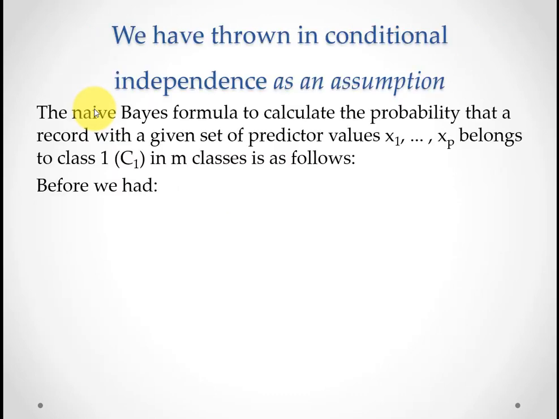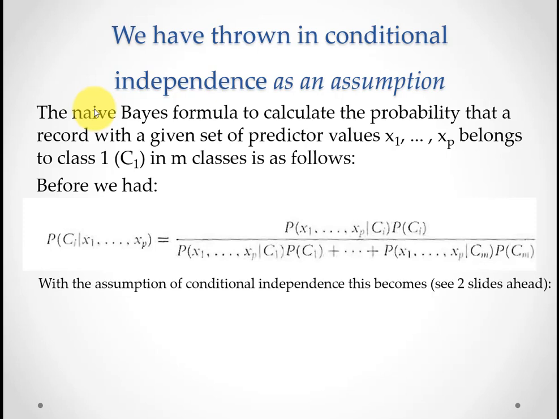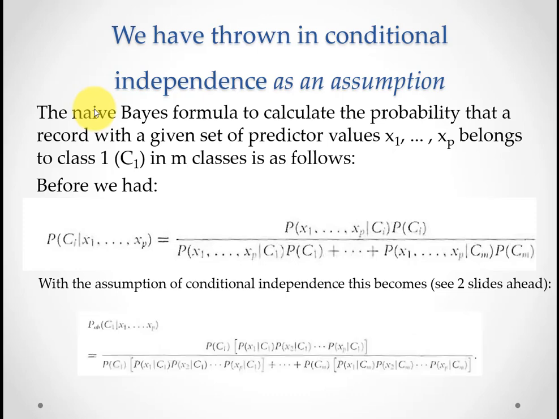The naive Bayes formula to calculate the probability that a record with a given set of predictor values belongs to class 1 in M classes is as follows. Before we had this, with the assumption of conditional independence, this becomes this. Okay, that's just repeating what we said already.